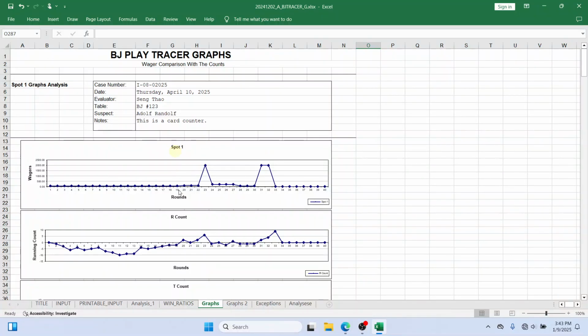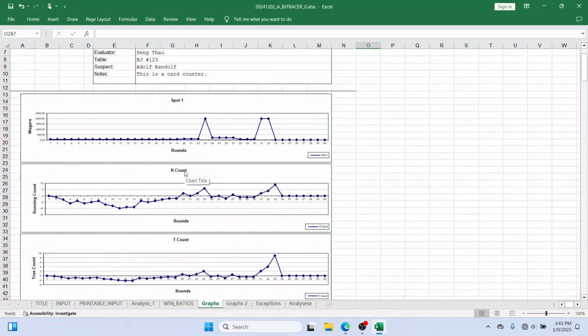Now we compare that wagering to the running count chart. You can see that there are some similarities here. For example, on the running count, we start off with 0 in the middle here, and rounds on the bottom. From here you have round 1, 2, 3, 4, and so forth. Then on the running count, if it's a positive count, it goes up, and if it's a negative count, the chart goes down.